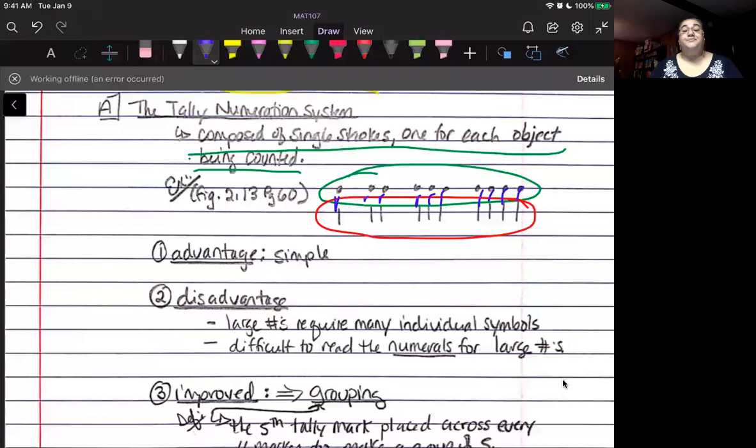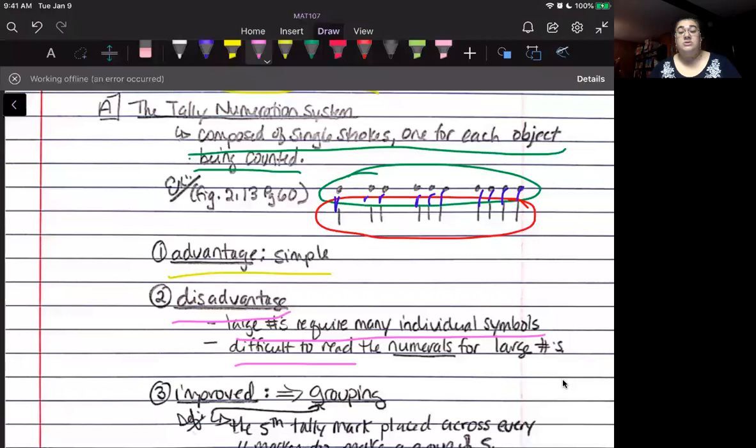Which is why they are useful. They are useful because this is a pretty simple concept, one that is easy for everyone to understand. There is, however, a disadvantage. The larger the numbers that we are talking about require a lot of symbols. Therefore, large numbers are difficult to read, okay? Because the symbols or the numerals for large numbers would require a lot of effort.